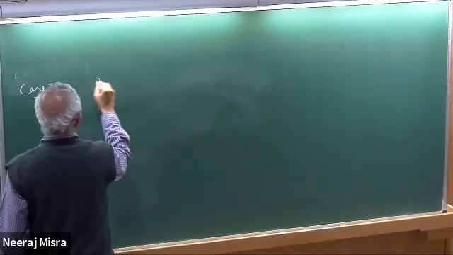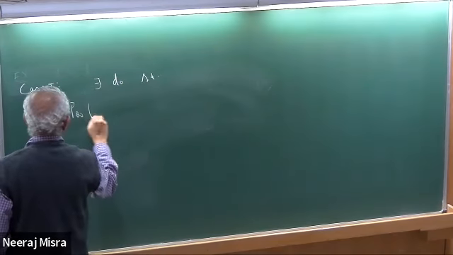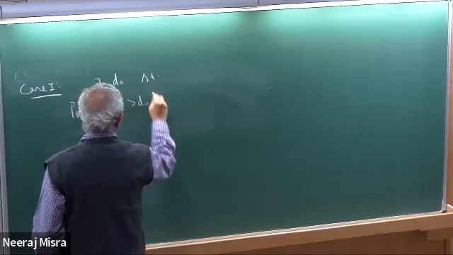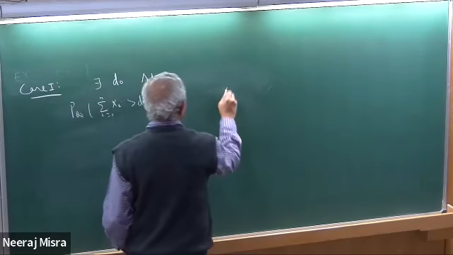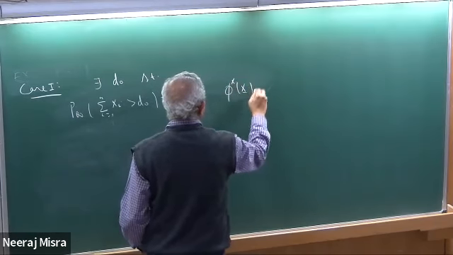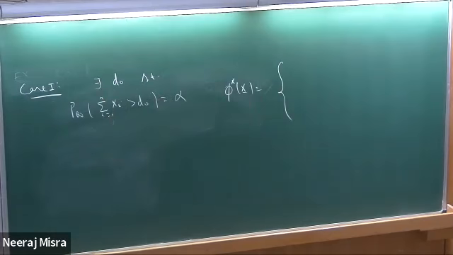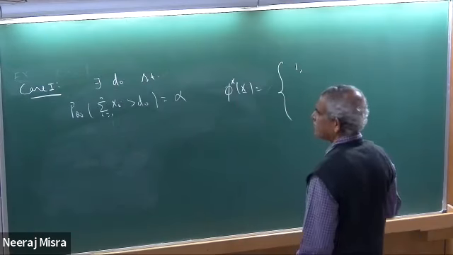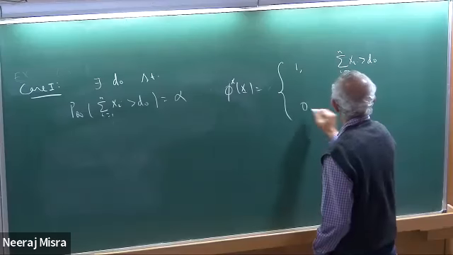There exists a d naught such that probability under H naught of the sum being greater than d naught is alpha. So what is your UMP alpha test in this case? Phi star x. Of course this d naught has to be an integer, so I'll take d naught to be an integer. Otherwise, this would be 1 if summation i equal to 1 to n xi is greater than d naught, and 0 otherwise.